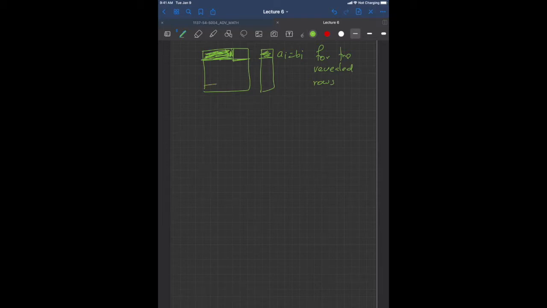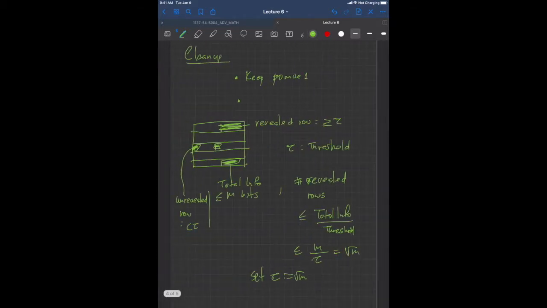And on the unrevealed rows, the intuition says that they know at most tau bits of information. So there are at least n minus tau bits of information that are not known to them. So by the universal relation kind of lower bound, it seems plausible that they need to communicate another n minus tau bits. That's what we want to do. That's what we would end up showing.